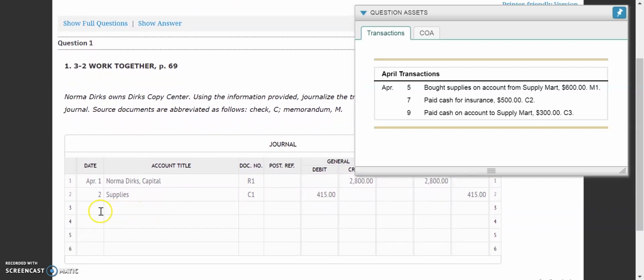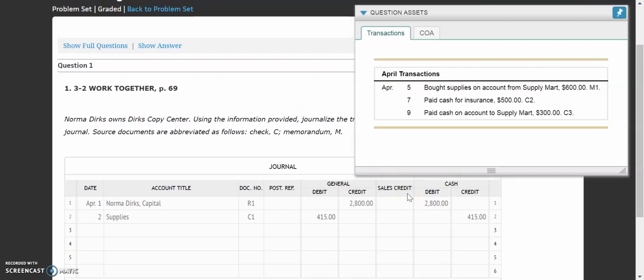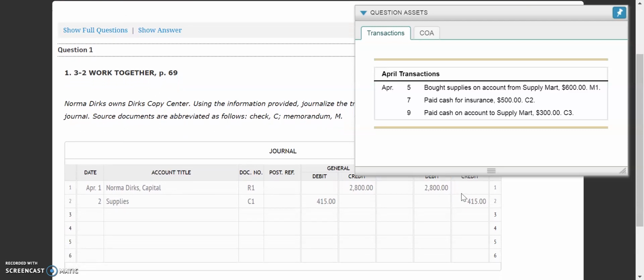So we're going to pick up on our 3rd line, and it says our first transaction for the day is on April 5th. We bought supplies on account from Supply Mart. So remember, this one is a little different in the fact that if we bought supplies on account, both of those 2 accounts are going to need to be in a general debit or general credit column. There doesn't say anything about us using sales or having a cash debit or a cash credit. Cash wasn't exchanging hands in that transaction. So that means that this specific transaction is actually going to take 2 lines.